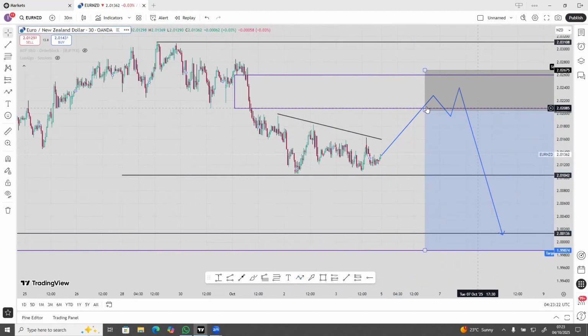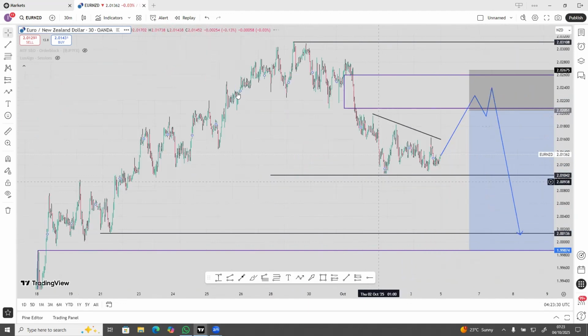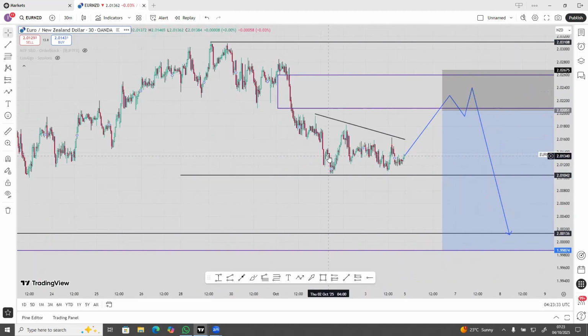But for intraday, a good entry is to wait for mitigation of that 4 hour FVG. Okay, Euro NZD.